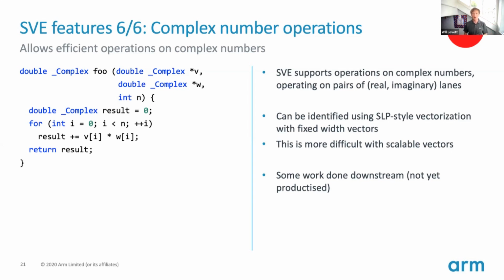Now, LLVM has pretty good support for this today for most vector architectures by using SLP style vectorization, but that relies on you knowing how wide your vectors are, and it's more difficult to do that pattern matching with scalable vectors. We have done quite a lot of work downstream to enable auto vectorization of loops like this. But it's not in our product yet, and it's certainly not in upstream LLVM yet, so I've given that a red.